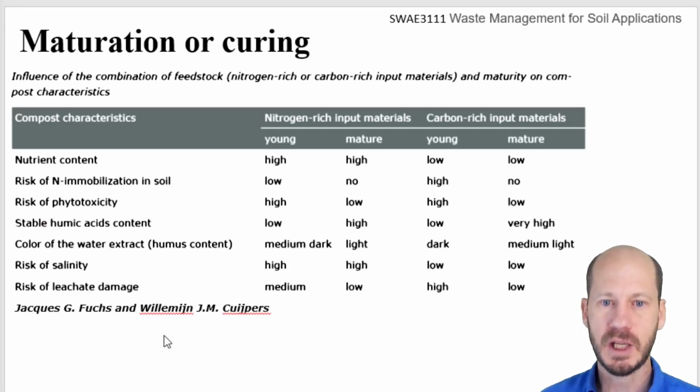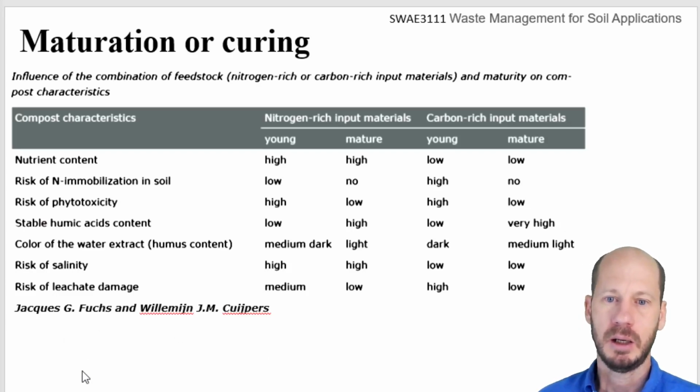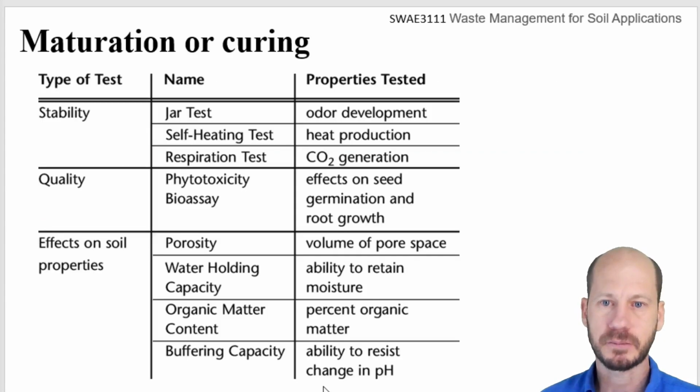The risk of salinity is not really dependent on whether it's young or mature, but more dependent on the type of feedstock that you use. If you have a material with a lower carbon to nitrogen ratio, then the risk of salinity with the compost will be a little bit higher. Overall, you can use this table and interpret it by yourself.